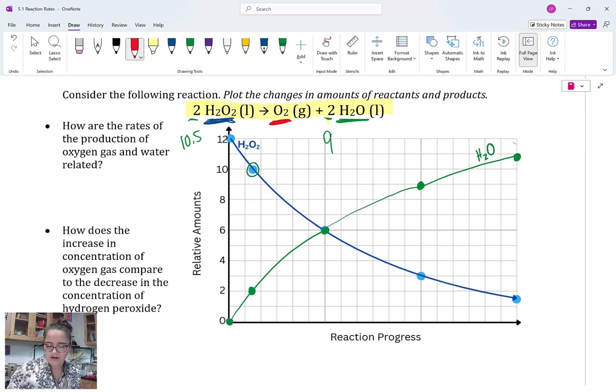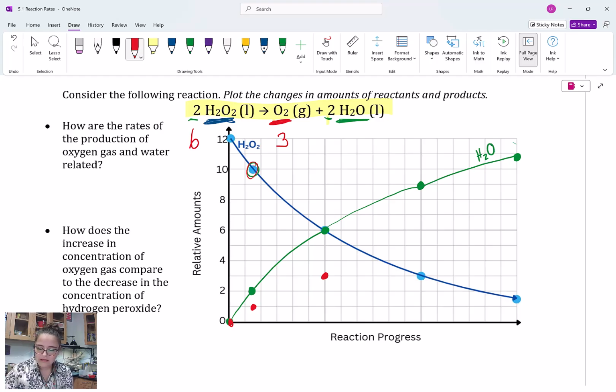Now, let's go ahead and try it with the oxygen gas, which is going to be a little different. Because again, if we start at this point, we're going to assume we started with none. If 2 H2O2 have reacted, I've only formed 1 oxygen gas. So that one would be down here. Okay. If 6 H2O2s have reacted, well, it's a 2-to-1 ratio. So I've formed 3 oxygen gases. So here, the oxygen line would only be about there.